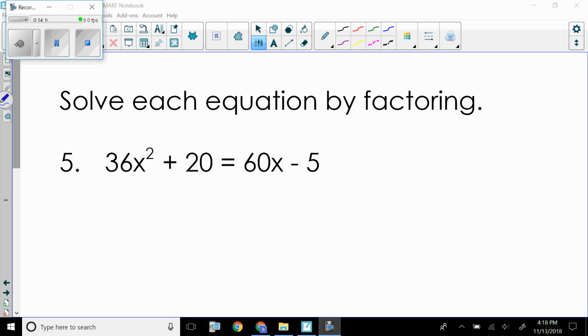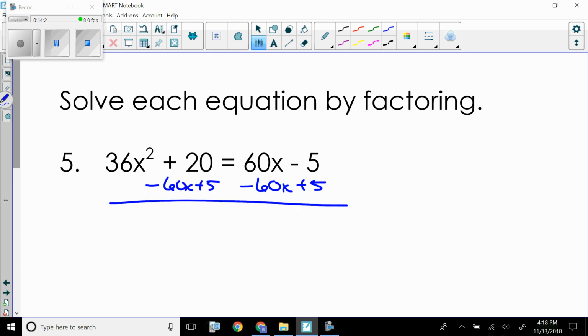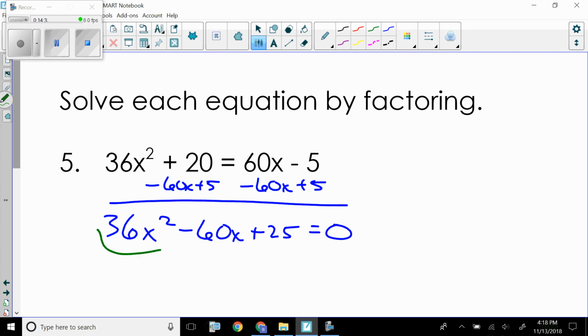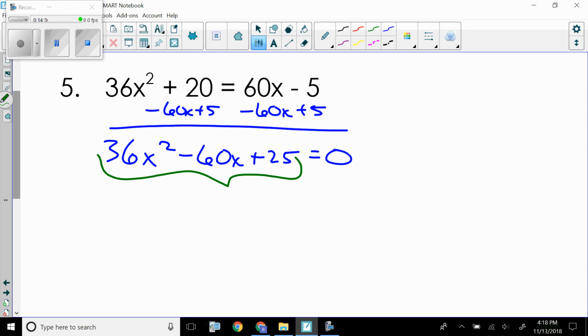All right, now that you've had a chance to try this one out, I need to get my 0. So to get my 0, I have to add this stuff across and subtract it. I would get 36x squared minus 60x plus 25 equals 0. Then I need to factor that. I think this looks like one of those nice ones.